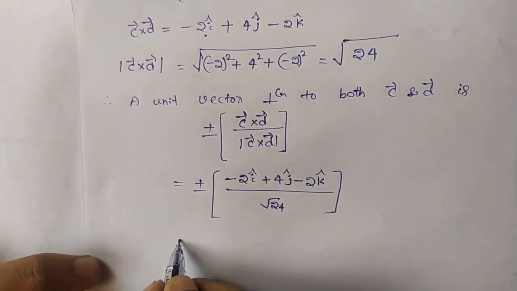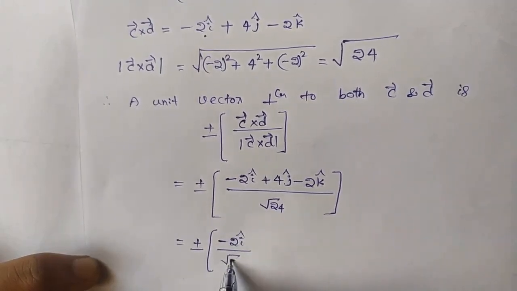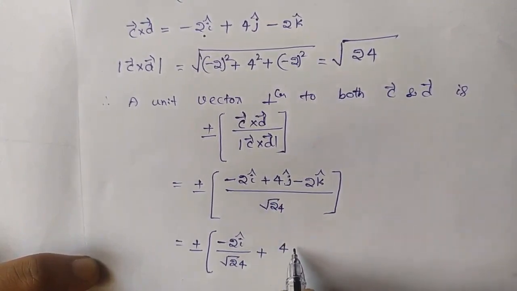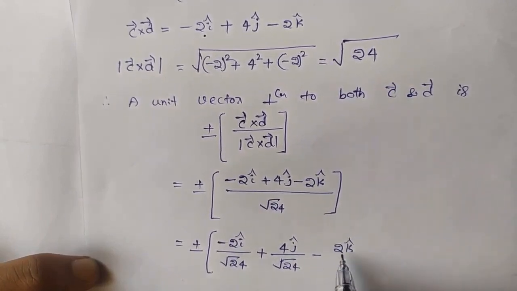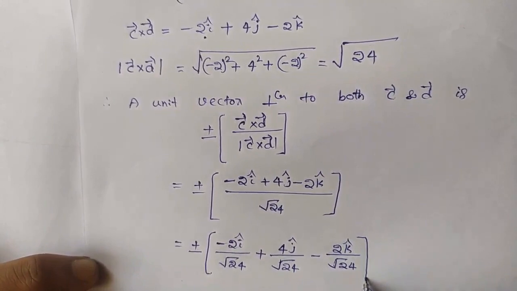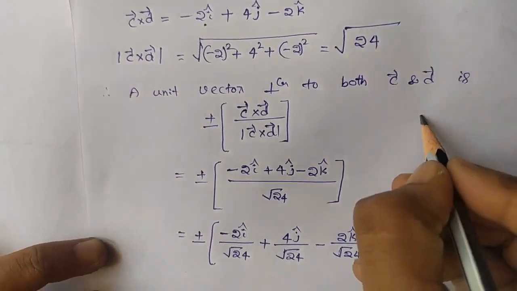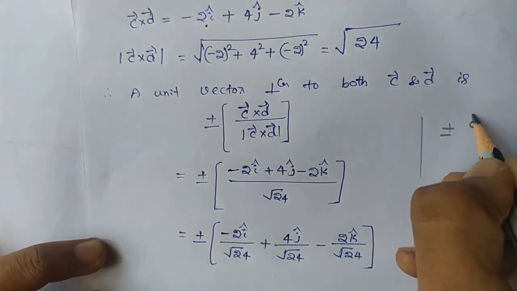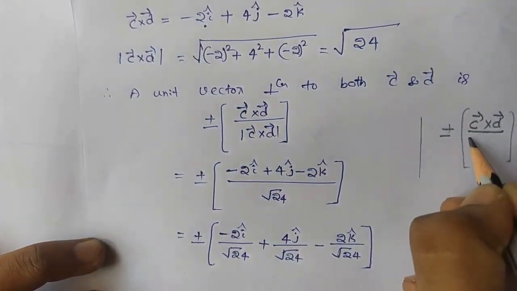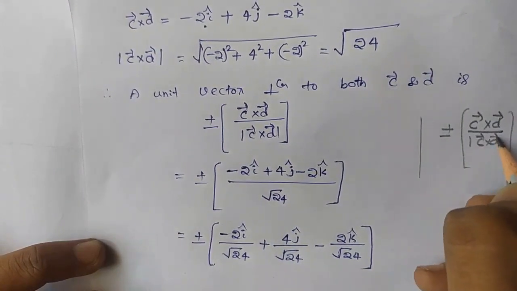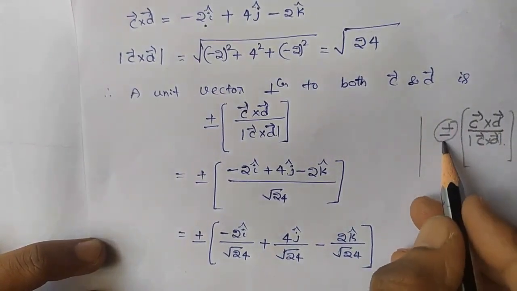Once again, you just separate the denominator, that is equal to plus or minus 2i divided by root 24 plus 4j divided by root 24 minus 2k divided by root 24. It is the required unit vector perpendicular to C vector and D vector. The formula I already said in this chapter is that the unit vector perpendicular to both C vector and D vector is C cross D divided by magnitude of C cross D. We have to mention this plus or minus, otherwise you are going to lose the marks.